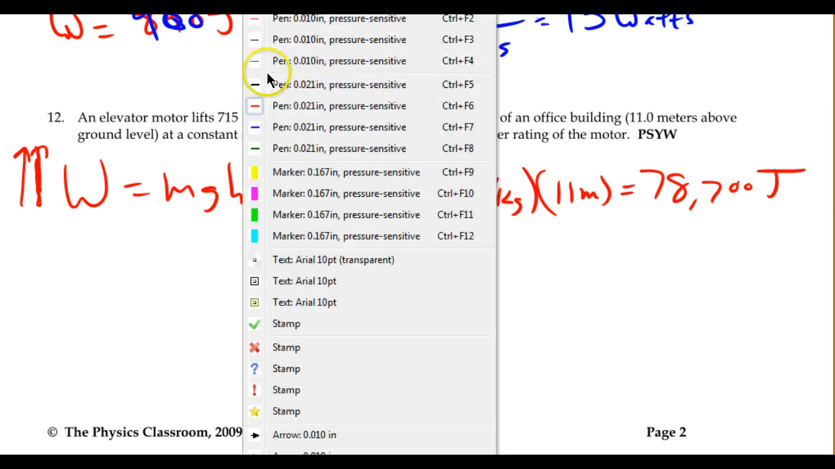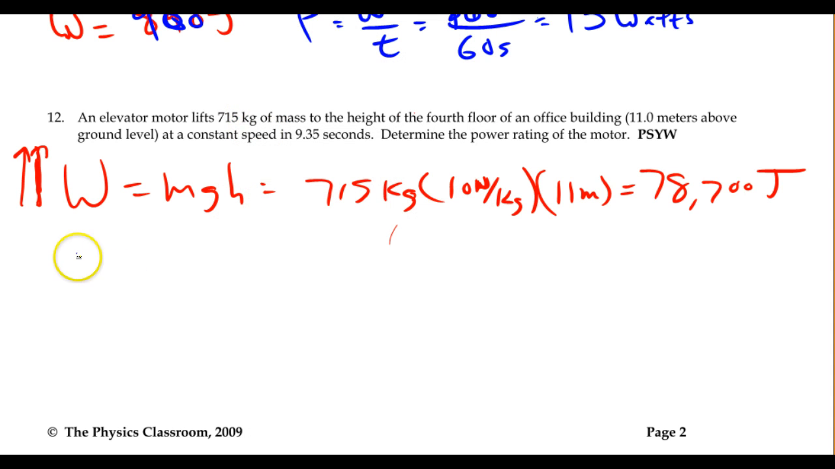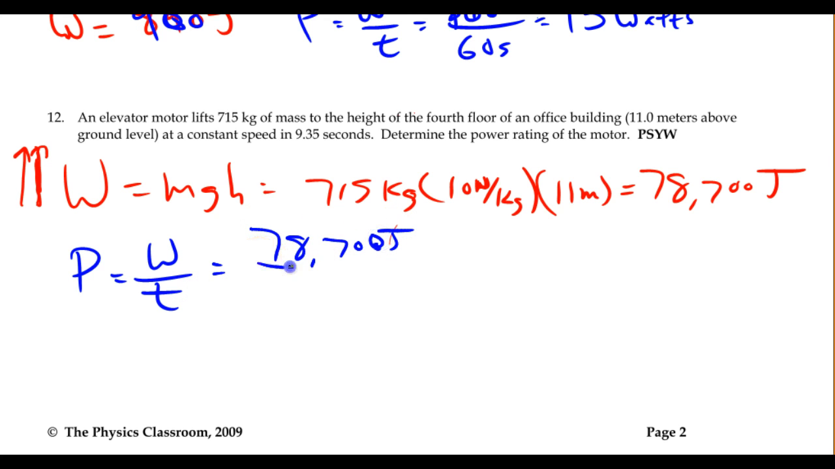Okay, and then we go for power. Again, power is the rate at which we do that work. So power is simply work divided by time. So 78,700 joules, divided by the time. It is in seconds, so that's good. We'll have joules per second, which will be watts. And we'll get, to three significant figures, 8,420.